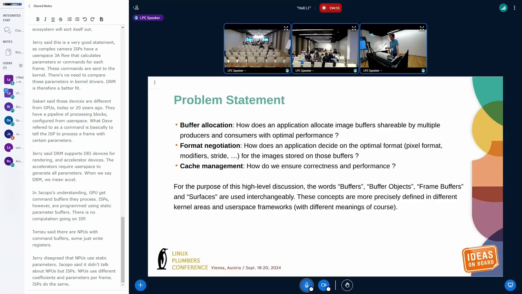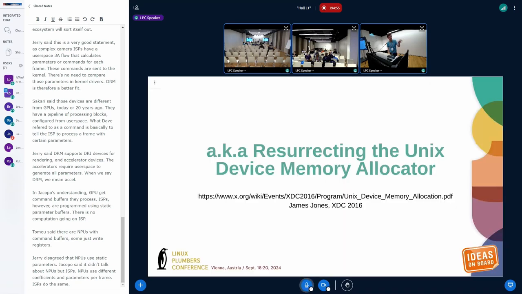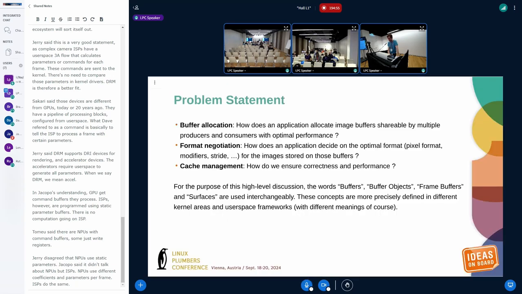I rephrase, so there's a link on this slide to his slide, so if you can grab that afterwards to have the full details. I didn't want to make a full copy of that. But the problem statement is split in different parts. We're talking about how to handle buffer allocation. How does an application allocate image buffers that can be shared between multiple components, multiple producers and consumers in the system in a way that will work and that will provide optimal performance.